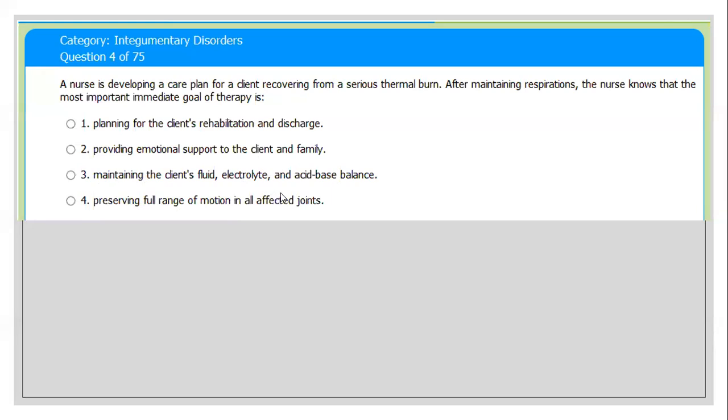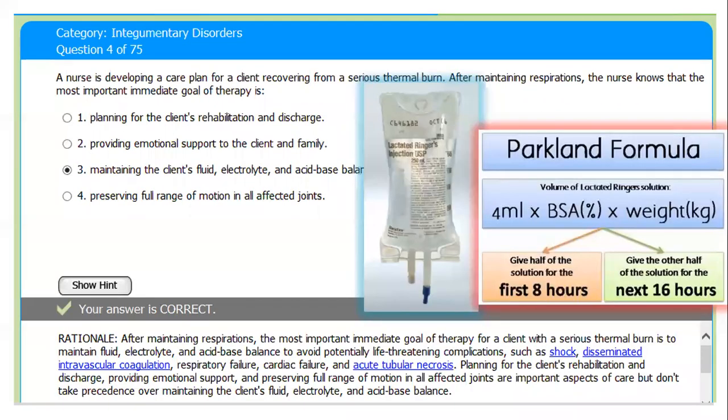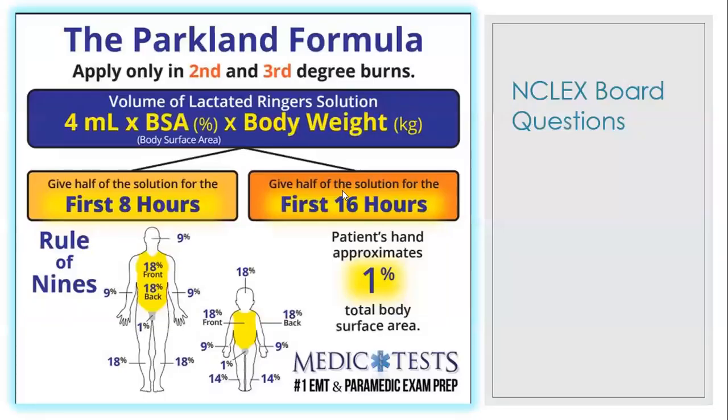So when a patient is diagnosed with a burn, it is a life-threatening condition, right? All are important, but what is the top priority? The correct answer is maintaining the client's fluid, electrolyte, and acid-base balance, because saving the life is the top priority. So, the rationale.